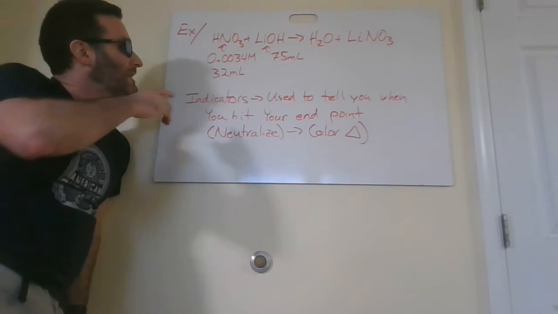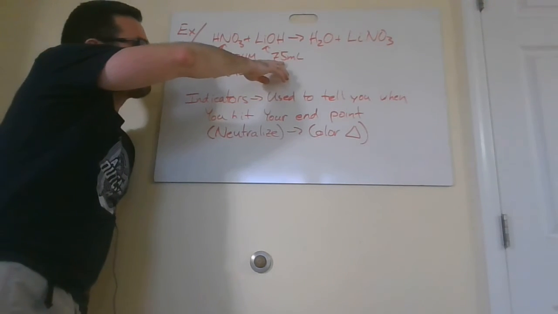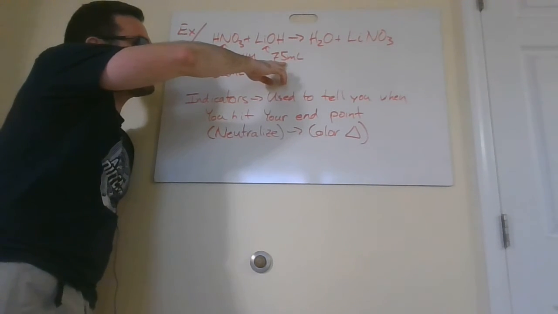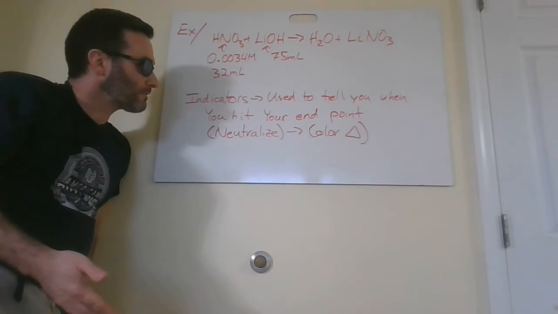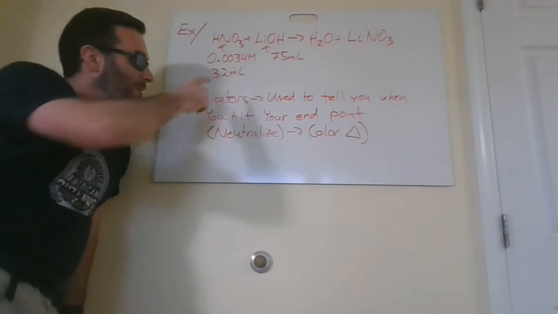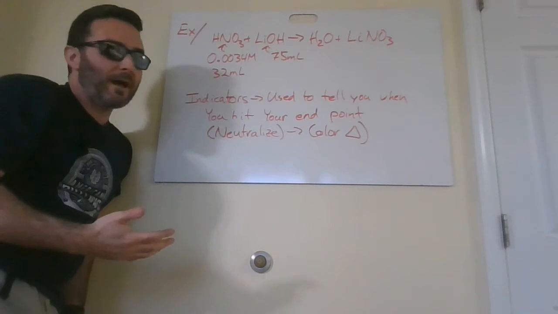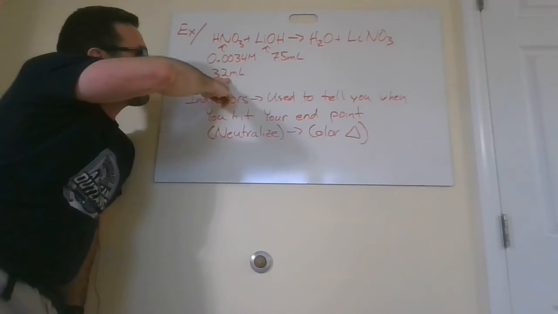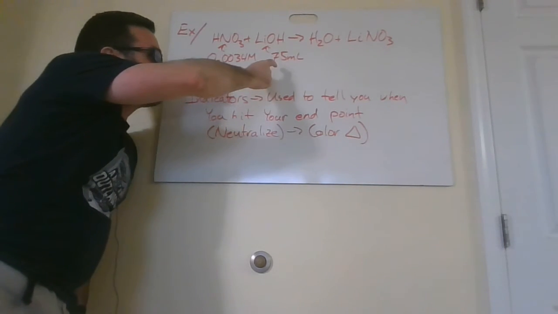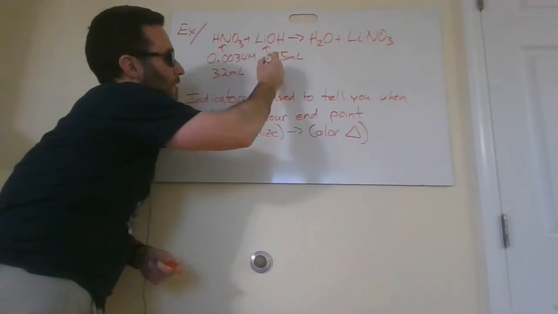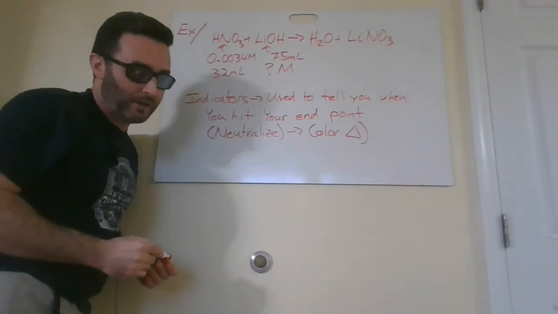So you got an acid of 0.00334 molar, and you've got 75 milliliters of a base sitting in a beaker. You add an indicator to your base, and when you neutralize it, you add some acid from your burette and you drip it in there. And when you get the color change, it turns out you added 32 milliliters of your acid. You need to figure out what the molarity of that base is. How are you going to do it?